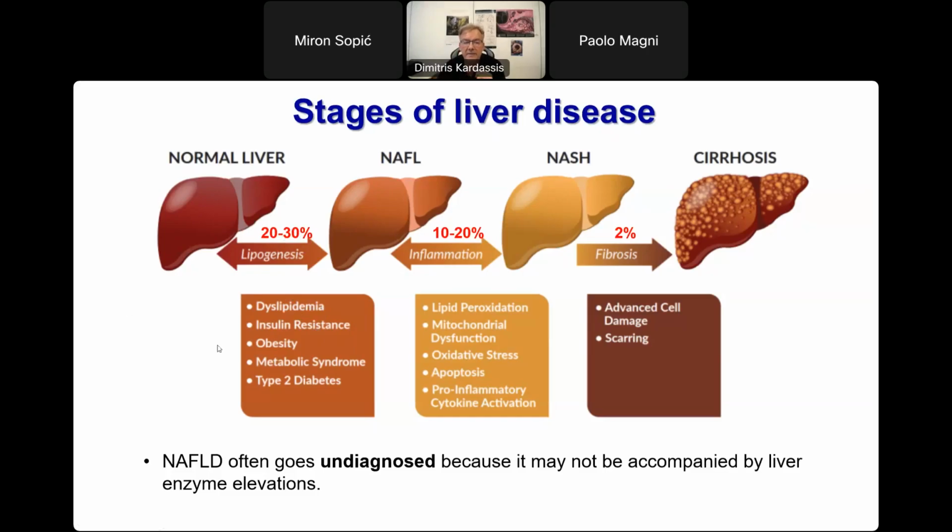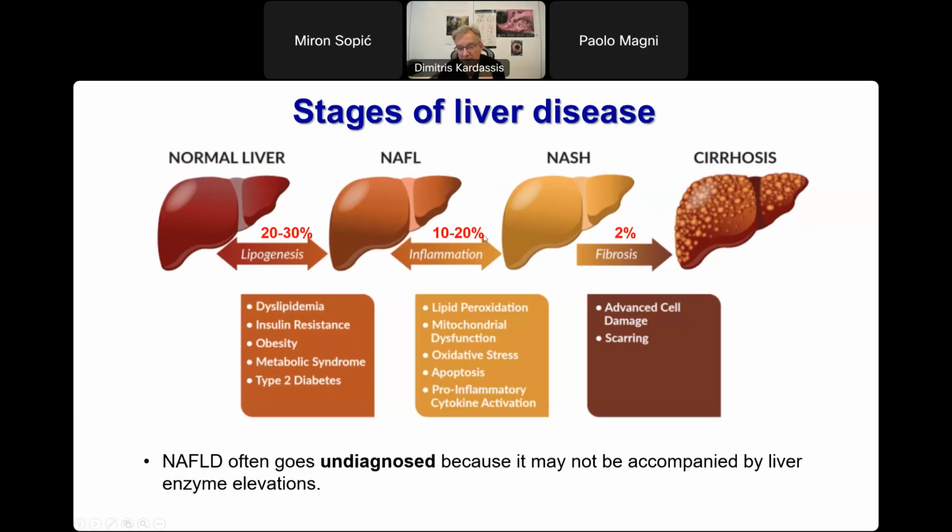And this situation, if untreated, and it is very difficult to treat, because this disease often goes undiagnosed, because it may not be accompanied by liver enzyme elevation. So it's difficult to identify people in the population that have fatty liver, especially in the first stages, in order to prevent the conversion to more advanced and more severe stages, such as non-alcoholic steatohepatitis. So this is non-alcoholic fatty liver disease.